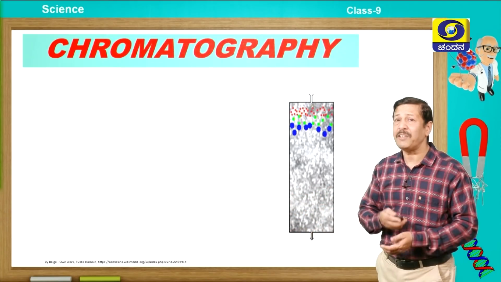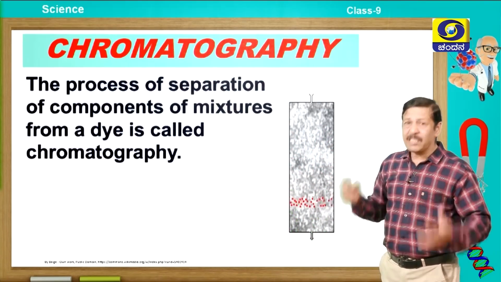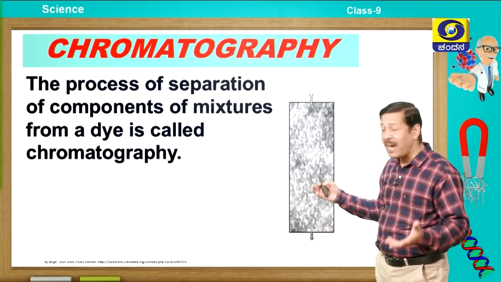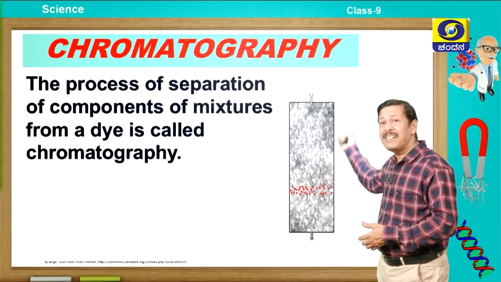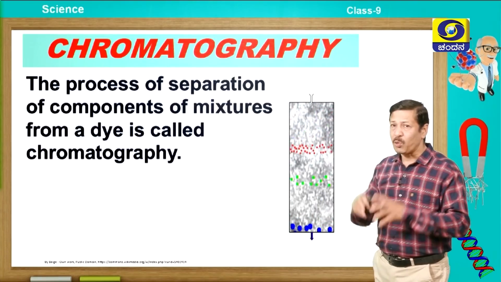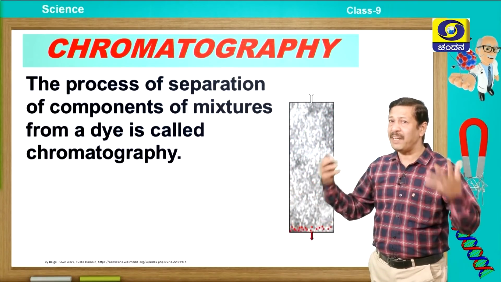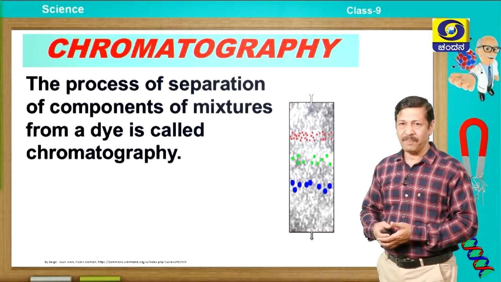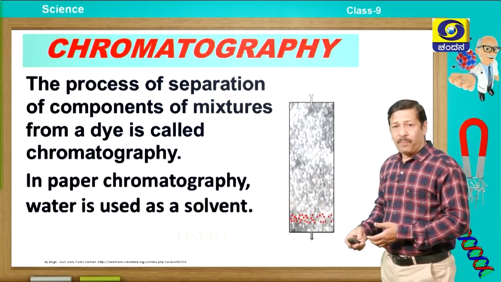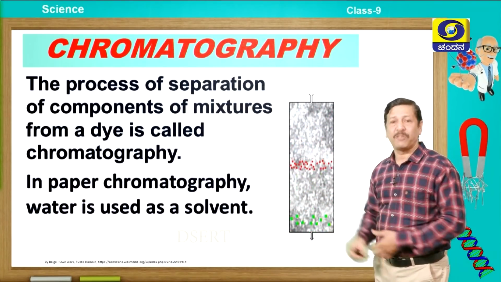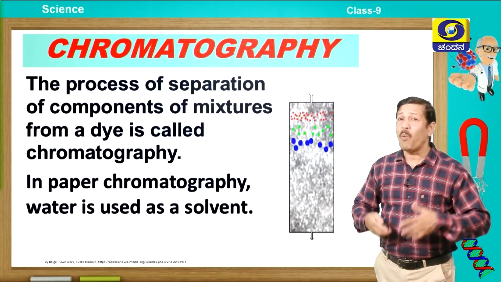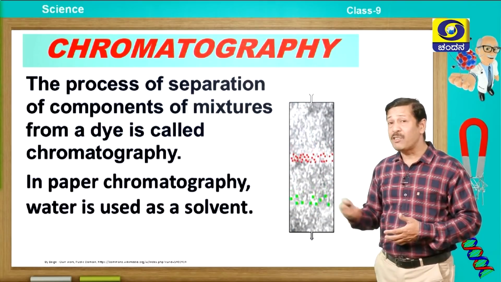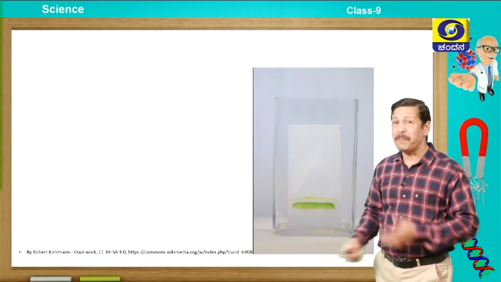This is another kind of chromatography. In this process, the separation of components of the mixture from a dye takes place, hence it is called chromatography. Chroma means color, hence the name. Earlier, this method was used to separate the colors. Now, we are using paper chromatography, where we are using water as a solvent. As the water rises in the column, it dissolves the colors depending on the speed.